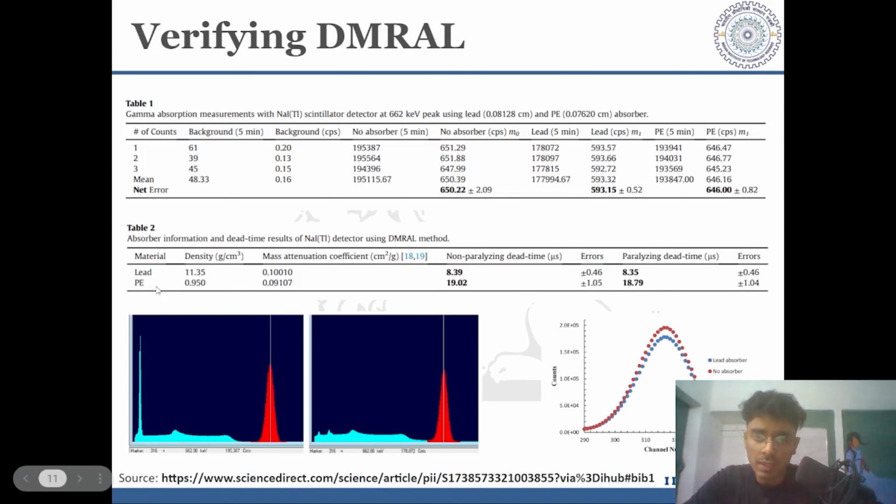So the dead time difference between these two models, non-paralyzing and paralyzing, for a specific absorber is not much, but between lead and polyethylene, for a different absorber, we can see a drastic change. This was because the mass attenuation constant was taken from the literature, and that was not mentioned by the manufacturer. So that was the reason for this anomaly. But the values were very close to ideal values, which we used to get from the decaying source method and two source methods.